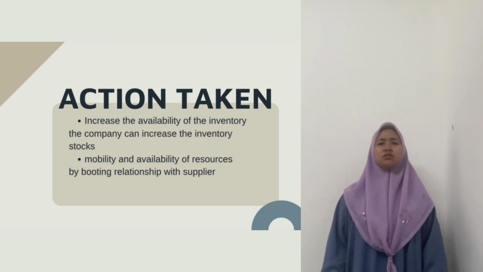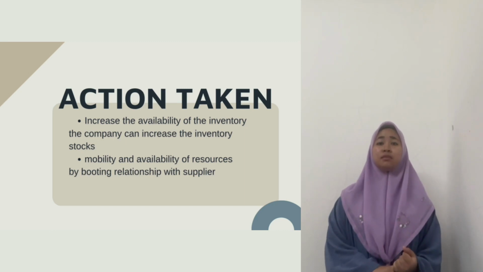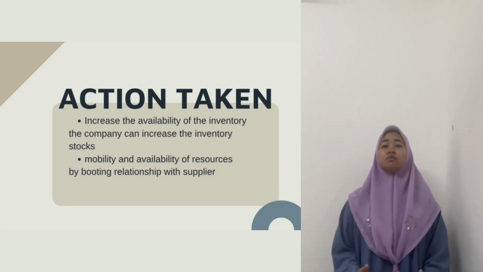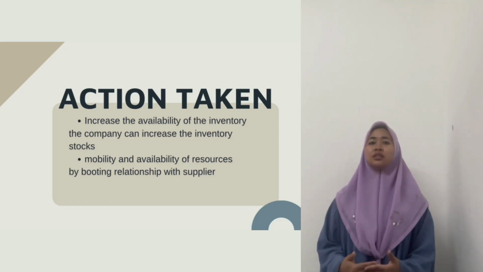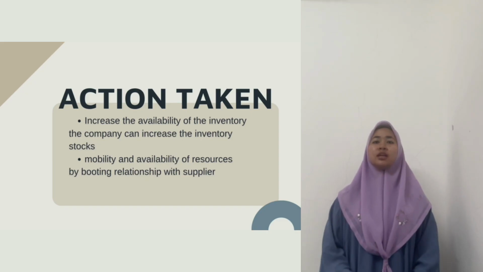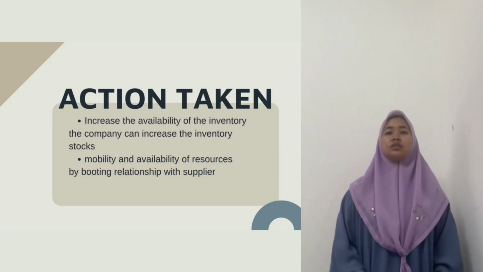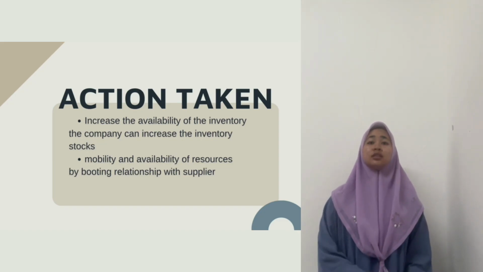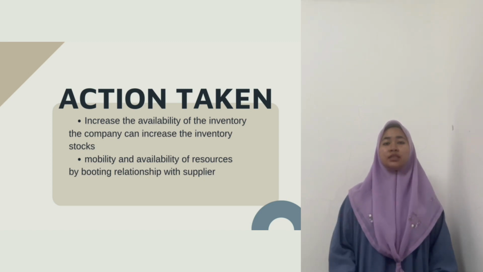What action should be taken by Majus Auto? First, increase the availability of inventory. A well-stocked inventory could help smooth over short-term fluctuations in demand until the company can adjust production capacity. Second, mobility and availability of resources by boosting the relationship with suppliers. This could help in ensuring the supplier contract, and a strong supply chain could help mitigate the supply.